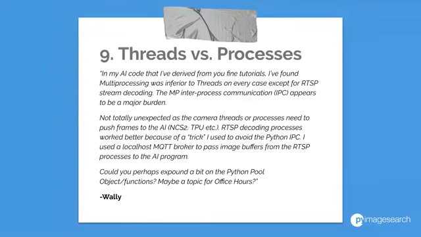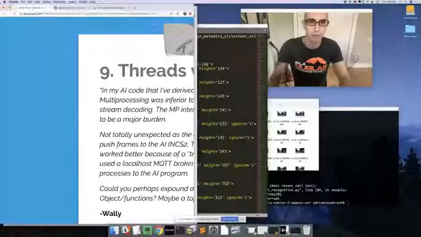Not totally unexpected, as the camera threads or processes need to push frames to the AI module, meaning the NCS2 or Google's TPU. RTSP decoding processes worked better because of a trick I used to avoid Python interprocess communication. Used a localhost broker to pass images back and forth. Could you perhaps expound a bit on the Python pool object functions, maybe a topic for office hours?